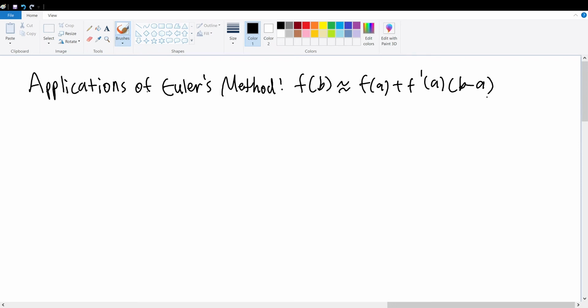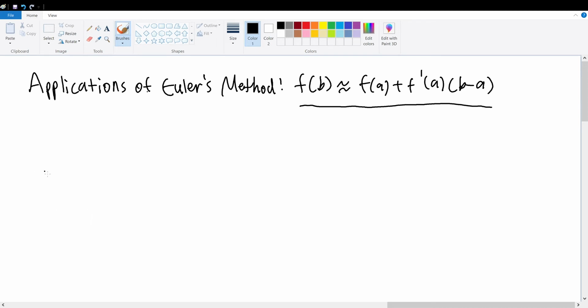Welcome back, everybody. Today we're going to be understanding applications of Euler's method. So we're going to be analyzing some examples where Euler's method can be very useful. And just to recap, Euler's method is approximating quantities of a graph, and that is any point within any graph.